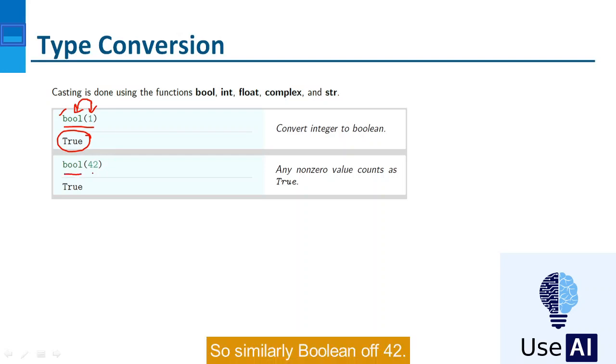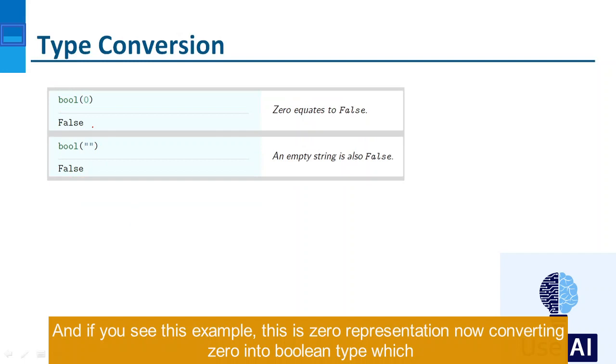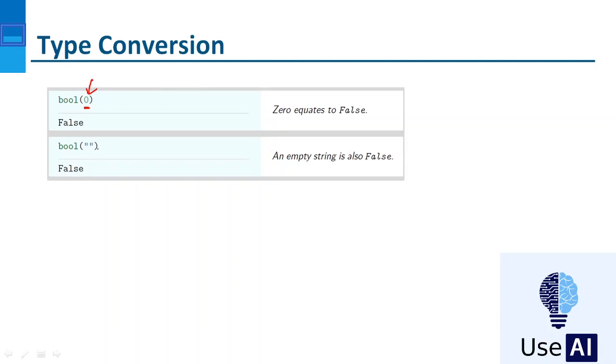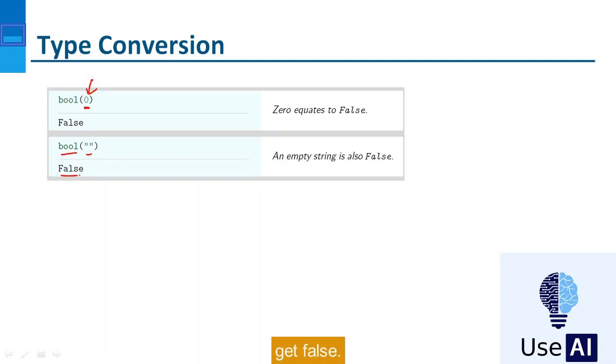Similarly, boolean of 42. 42 is an integer value and it is a non-zero value. Every non-zero value, when you typecast into boolean, is converted into true. And if you see this example, this is 0 representation. Now converting 0 into boolean type, it is converted into false because this is 0 representation, right? And also if you consider an empty string and typecast it into boolean type, you will get false.